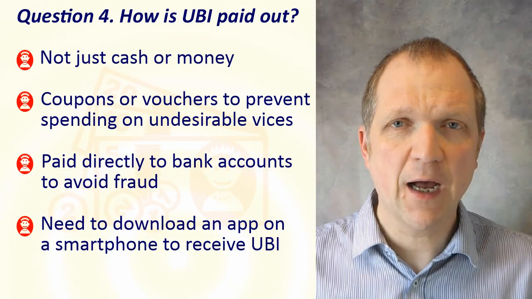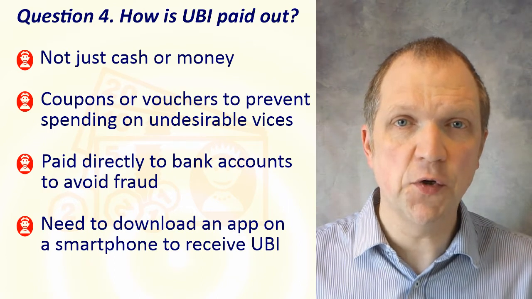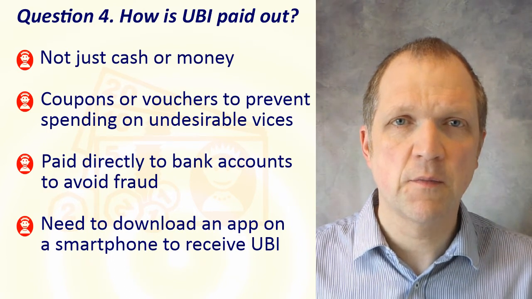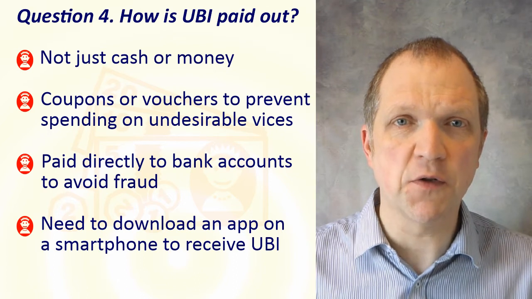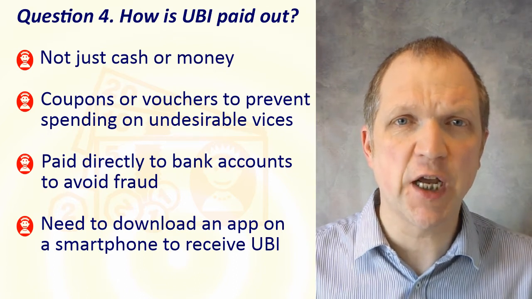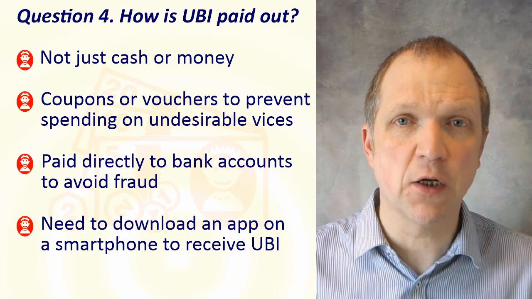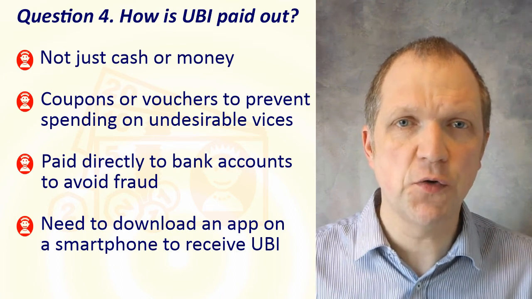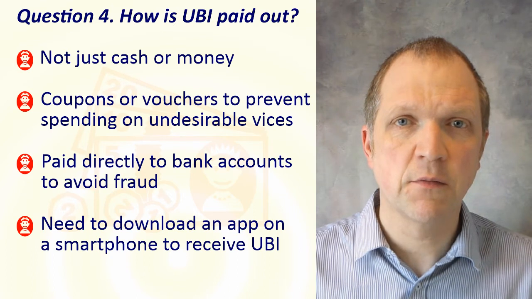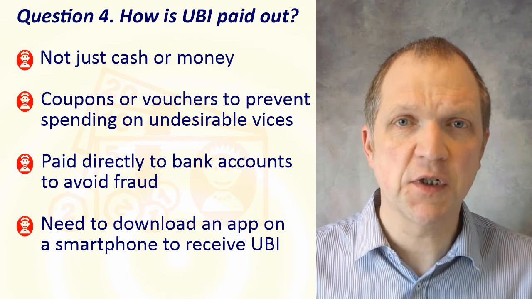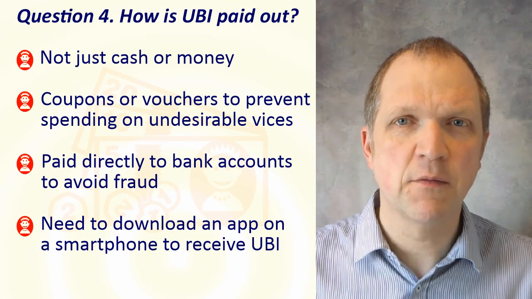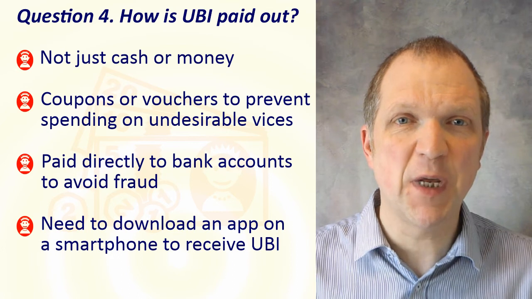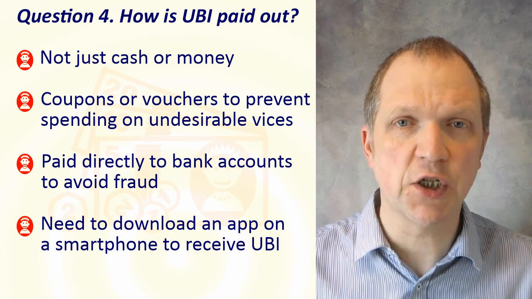Question 4. How is the Universal Basic Income, or UBI, paid out? UBI does not have to be paid out as cash or money. In some past trials, it was paid via coupons or vouchers, which could only be exchanged in a limited number of shops for particular goods. Examples include food coupons or clothing vouchers. The idea of vouchers and coupons was to prevent recipients spending all their money on undesirable vices. Your story could focus on how people with gambling, alcohol or drug addiction cope with this.